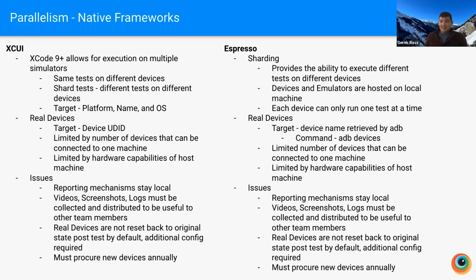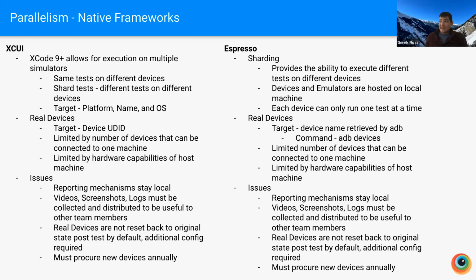Our real devices are not reset back to original state. Our simulators are, but real devices are not. And anytime that new devices come out or any kind of iOS updates come out, we're going to have to procure new devices, or we're going to have to maintain the existing devices to make sure those are up to date. And a lot of those times, those devices just sit on somebody's desk until testing needs to be done. And then updating and configuring is part of the release cycle, which contributes to the bottleneck of testing.